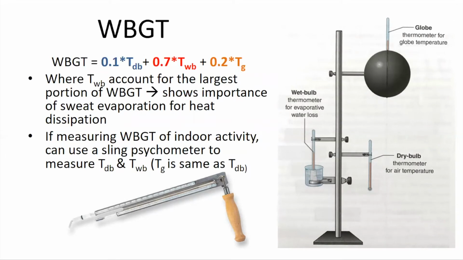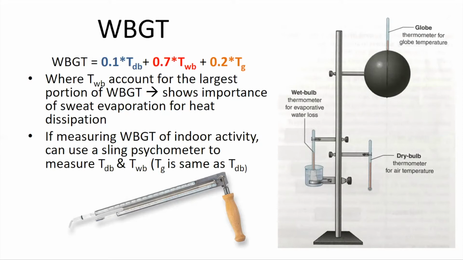So if it's very humid, our ability to rely on evaporation as a body cooling mechanism is going to be limited. And that is why this temperature is rated at 70% of the entire equation. Your globe temperature takes into account radiation. So radiation from the sun.